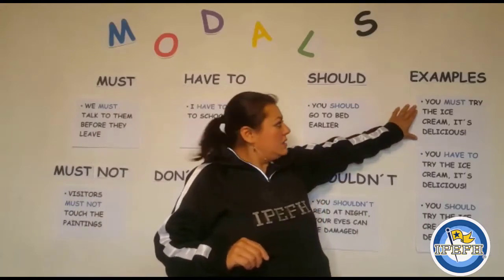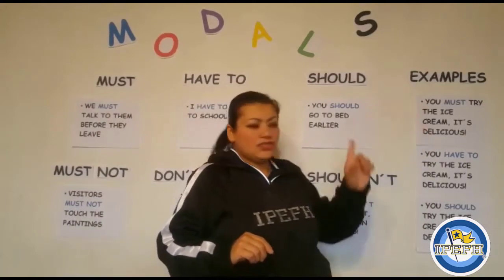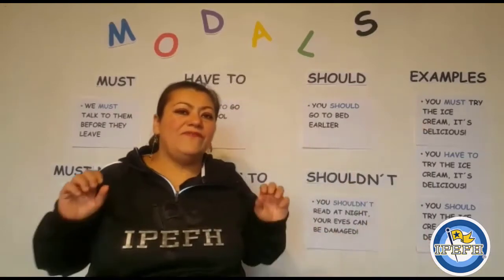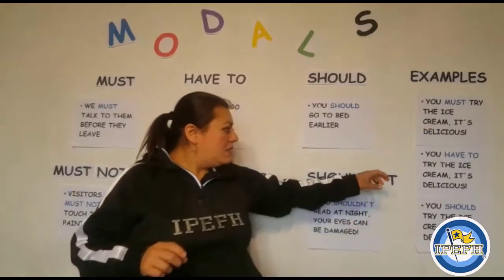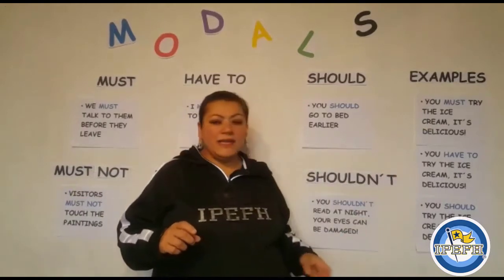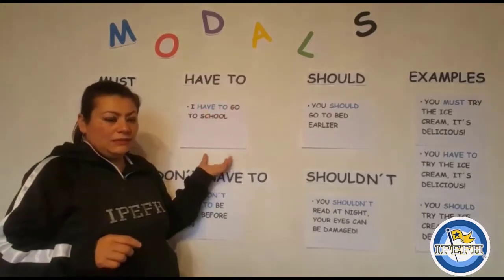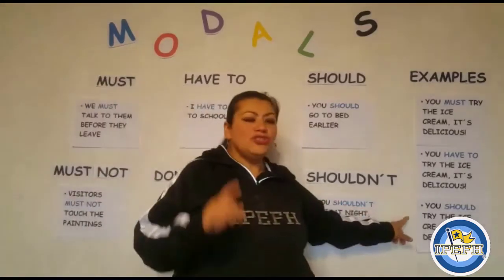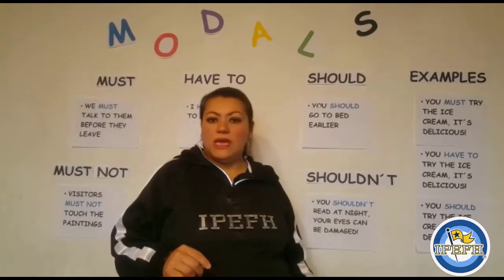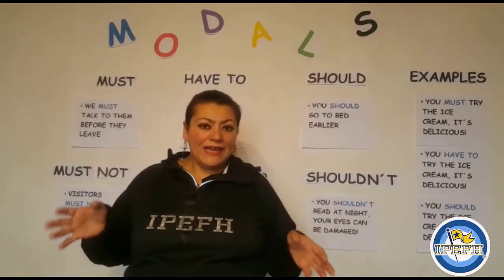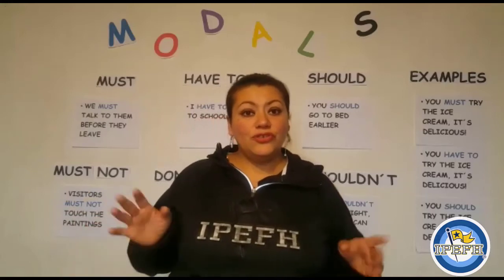When you use must, as in, you must try the ice cream. It's delicious. It's to give an emphatic meaning. You have to try the ice cream. It's delicious. It's situational. And you should try the ice cream. It's delicious. It's to give you an advice. The ice cream is delicious. You should try it.